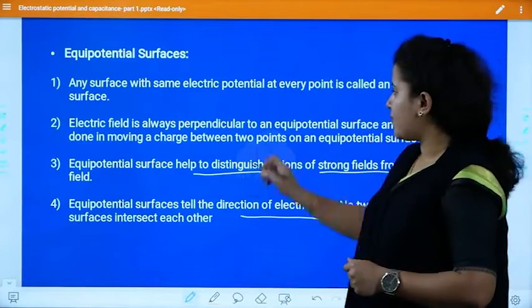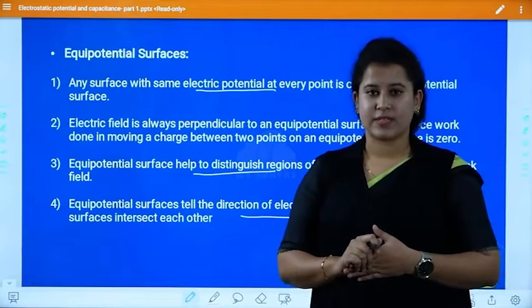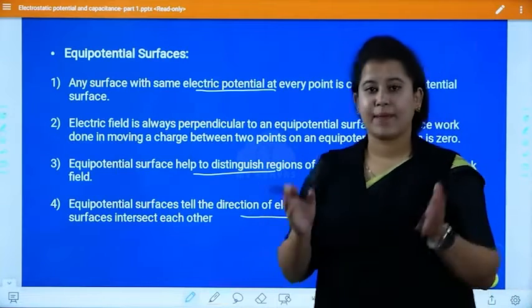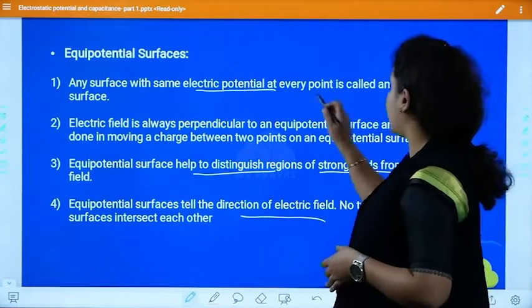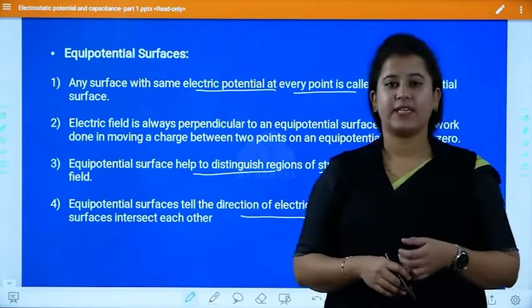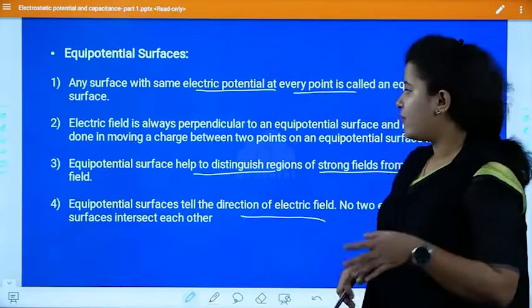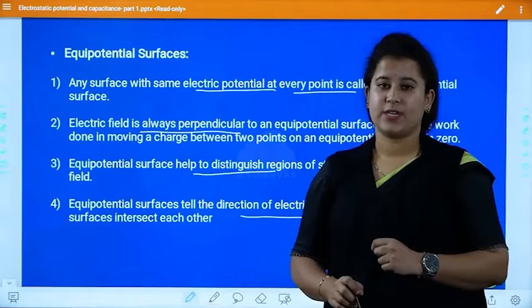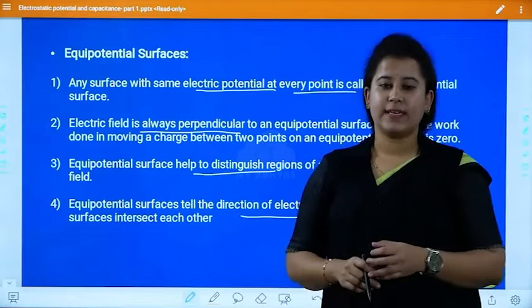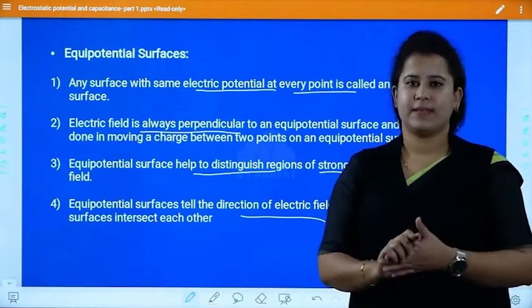So what is the first property? The first property, or the definition of an equipotential surface, is any surface with the same electric potential. Any surface which has the same electric potential at every point is called an equipotential surface. Moving on to the next, the electric field is always perpendicular to the equipotential surface. Hence, the work done in bringing the charge perpendicular to the equipotential surface will be 0.